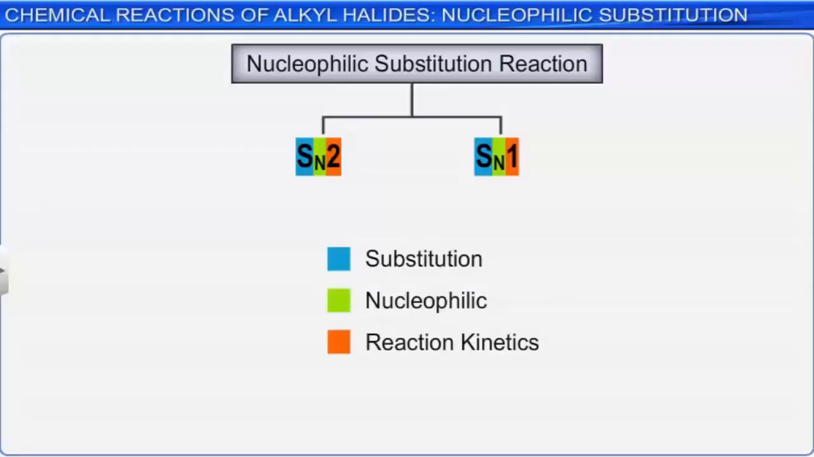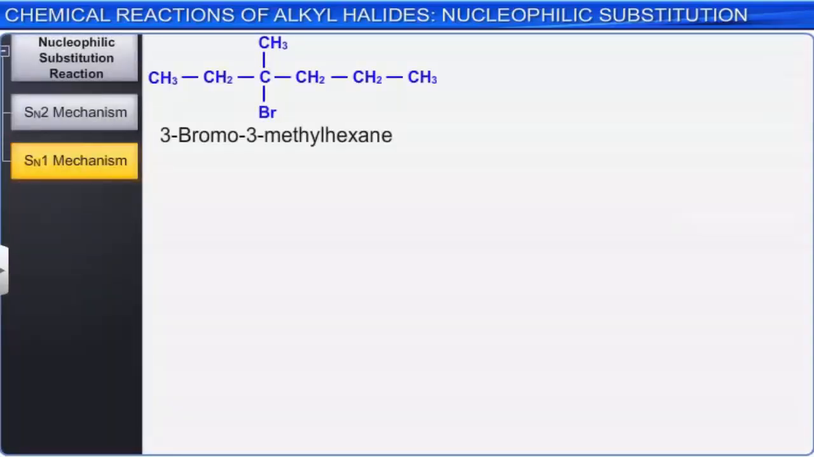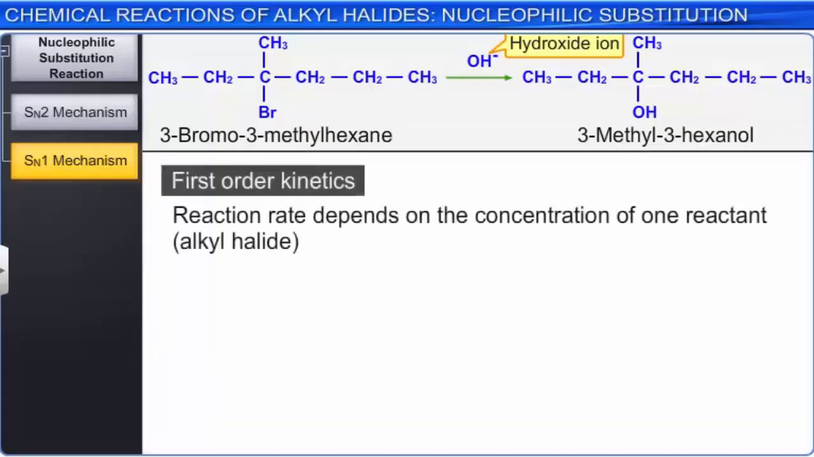Now, it's time to turn our attention to the other mechanism called the SN1 reaction mechanism. The reaction between 3-bromo-3-methylhexane and hydroxide ion to yield 3-methyl-3-hexanol can be taken as an example of an SN1 reaction. The reaction shows first-order kinetics as the reaction rate depends only on the concentration of the alkyl halide and not on the concentration of the hydroxide ion.